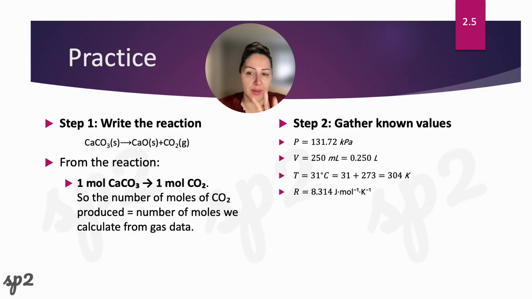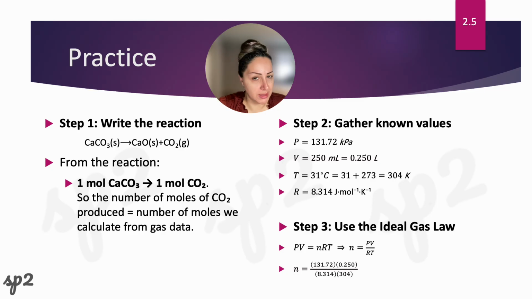Now I'm going to gather all the information given by the question stem. As you can see, you've got the pressure, the volume, and the temperature. Make sure that you convert that to Kelvin. You also have this R, which is properly chosen based on the units of the variables that we have. Now, using the ideal gas equation, we are going to isolate n, so it's going to be pressure times volume divided by RT. So plug in the values.